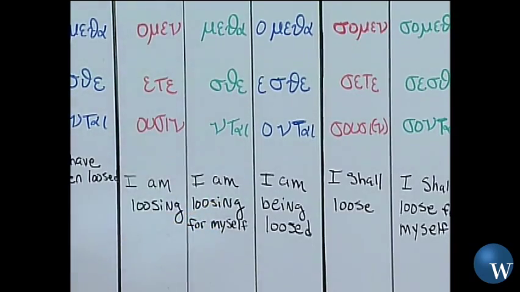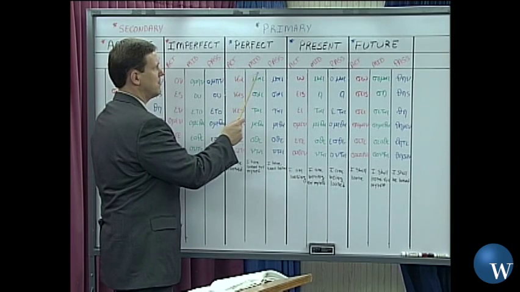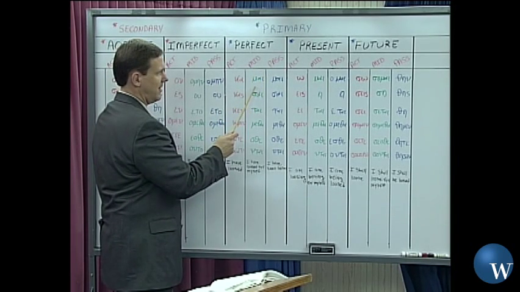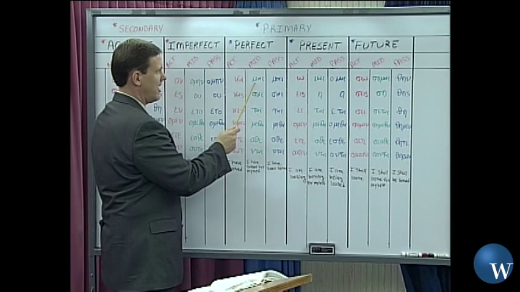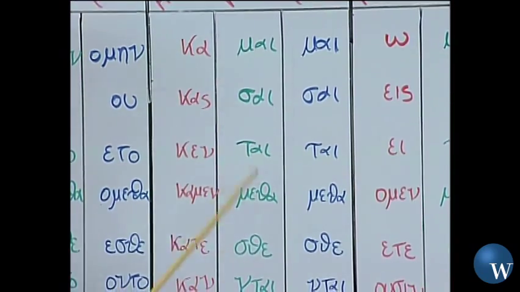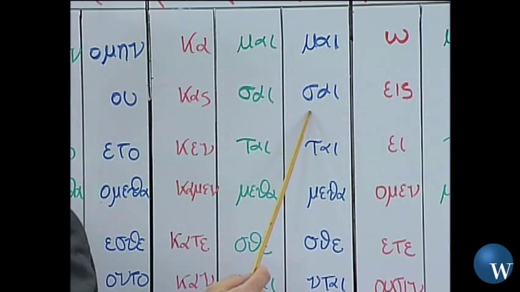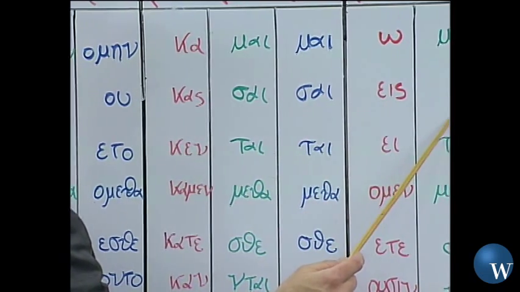Okay, well, what about in the perfect tense? If we went to the perfect tense, what are the endings for the middle and the passive? Well, thankfully, they're the same as those in the present. We don't have to remember anything else: mai, sai, tai, metha, sthe, ntai, except in the second person singular, we have that sai here as opposed to the present over here that just has the eta.